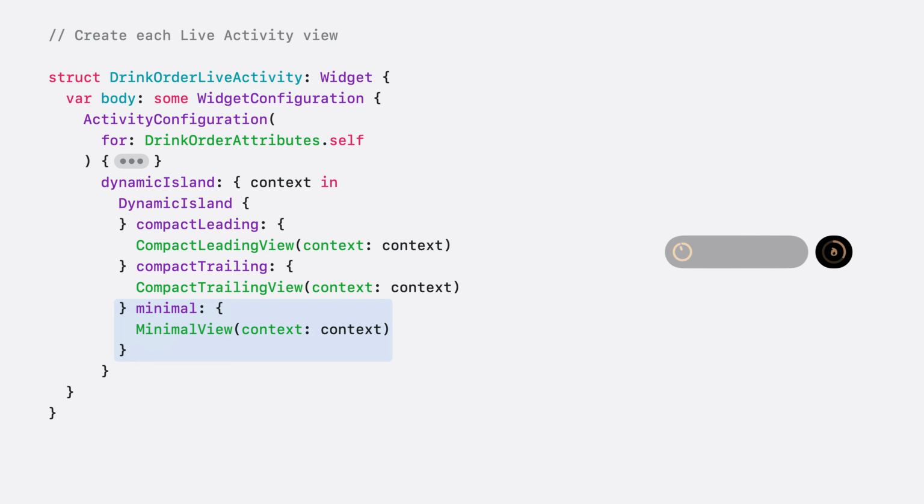I'll also provide the minimal view. This view may appear when multiple live activities are running. Minimal views should provide the most essential information that someone will glance at. For this order, it provides a circular gauge showing the time remaining.